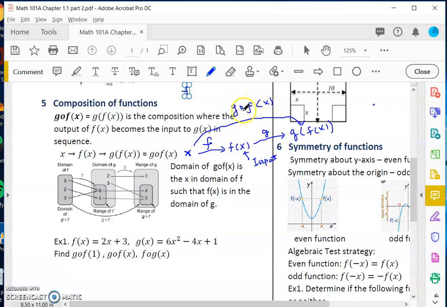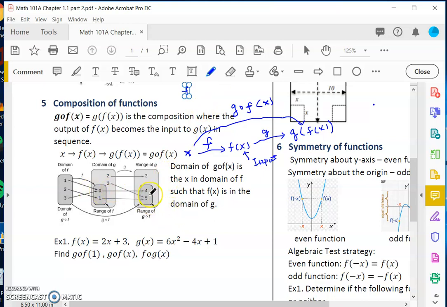Okay, so we call this composition of functions. When you evaluate this, you look at x, which is the input, and then you look outside. Oh, I go to f first, and then I go to g. Okay, so this is the order. And if you have FOG, which most books have, then you go to g first, and then you go to f.